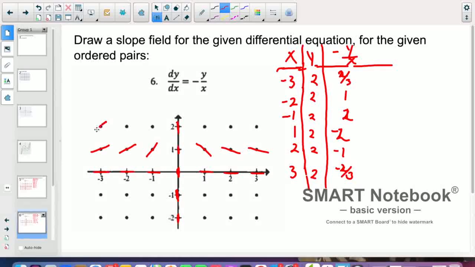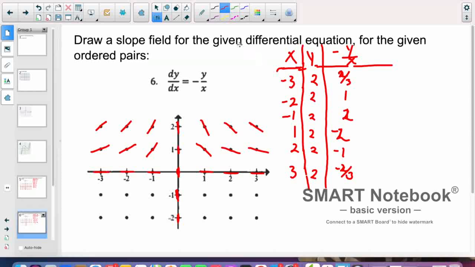I'll say it's about like that. Negative 2, 2, a 1 slope. Negative 1, 2 is a 2 slope. That's going to be more steep than a 1, so it's something like that. These are gradually getting steeper as we go toward the right. Then over here, 1, 2 is a negative 2, a very steep negative slope. 2, 2, a less steep negative slope. And then 3, 2, a little bit less steep negative slope there as well.